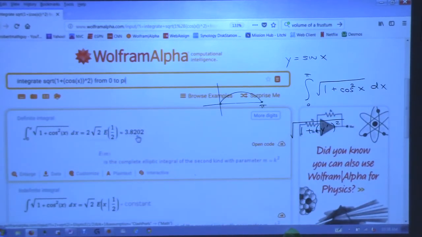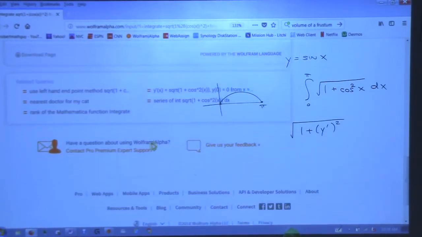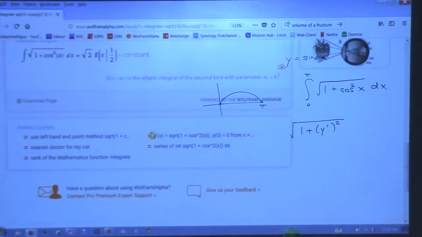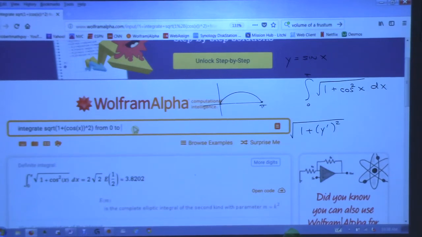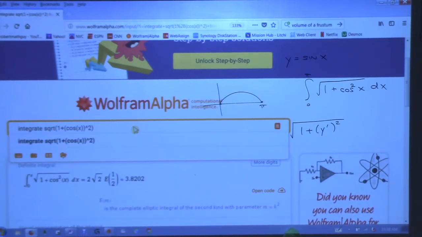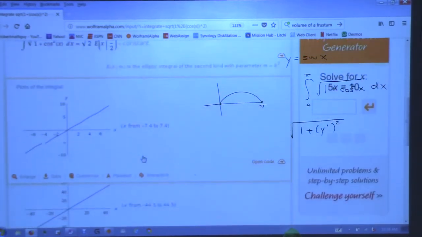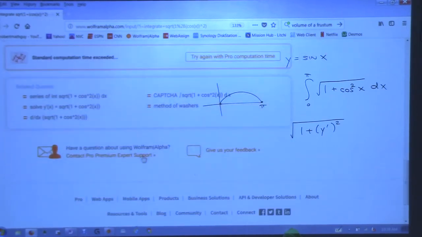3.82 is the length. Now the reason why it was able to do that, and I'm jumping ahead here, well, where the heck is it? Doesn't have more information? Okay, let me take the 0 to pi out of there. Let's see if it gives us more here. Come on. Wow, really?